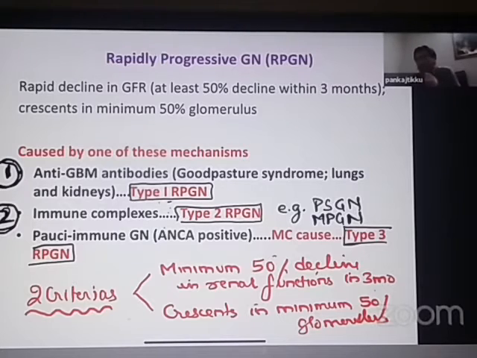And the third type of RPGN is the type of RPGN in which there are hardly any immune complexes present. This type of RPGN is known as pauci-immune RPGN. Pauci means less, immune means immune complexes. Pauci-immune glomerulonephritis, when it leads to RPGN, causes which type of RPGN? It causes type 3 RPGN. This is the most common type of RPGN seen in children.